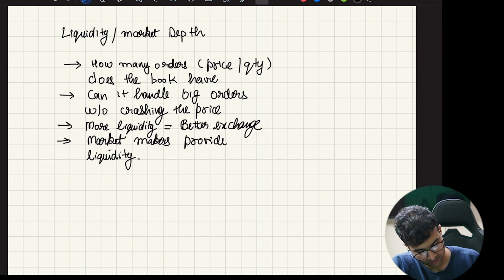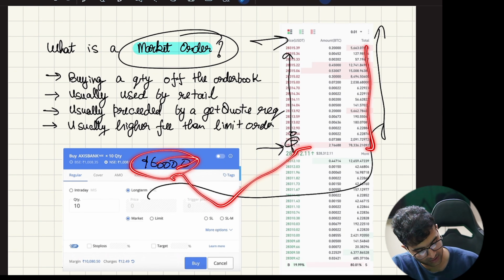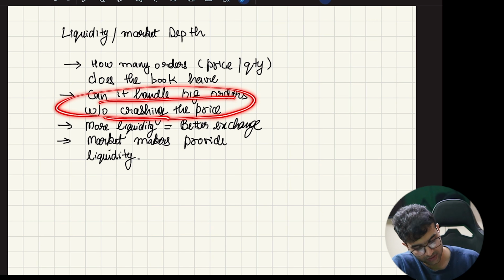Liquidity and market depth. So as I said earlier, for retail, if someone comes and puts in an order for $1 million, they'll end up eating the order book by a lot. What liquidity or market depth means is how many orders exist on the order book. How can it handle big orders? Can it handle big orders without crashing the price?